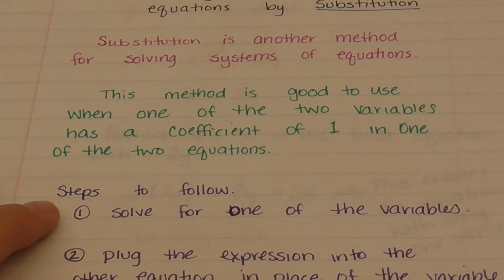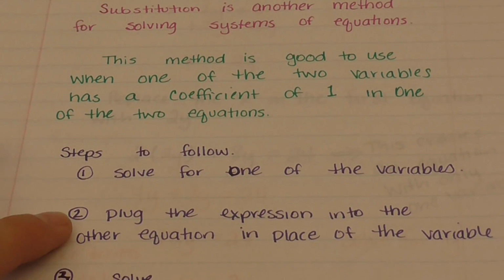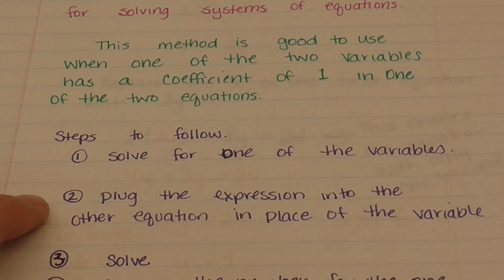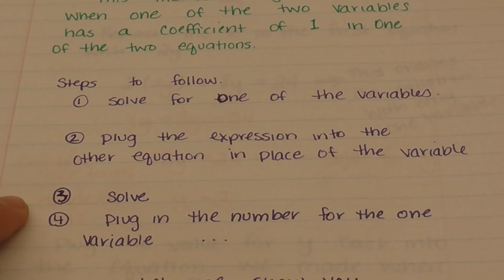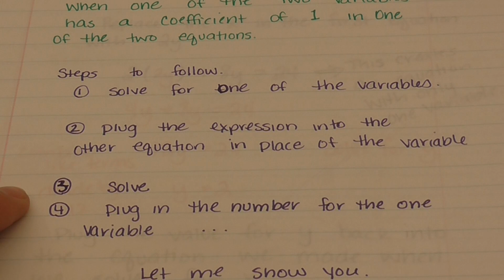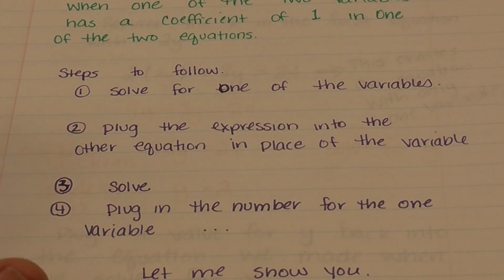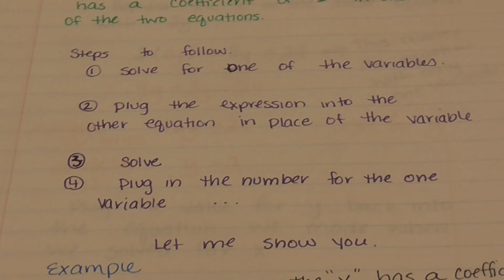Step 1, you need to solve for one of the variables. Step 2, you need to plug the expression into the other equation in place of the variable. Then you need to solve. Plug the number in for one of the variables, and now it starts getting really confusing. So the best thing to do is just let me show you what to do.